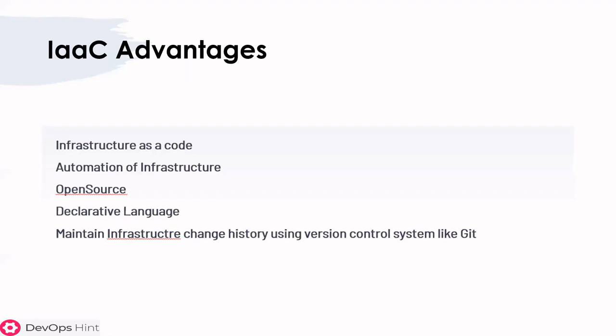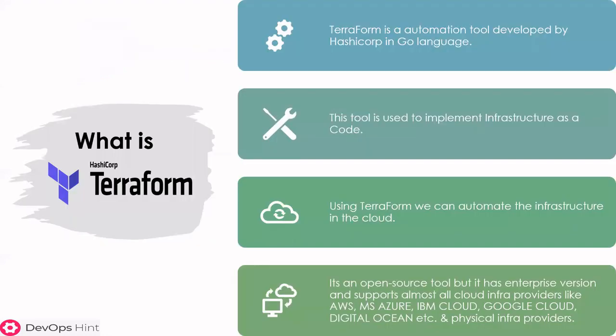In a declarative language, suppose you want to travel from A to B. You just have to mention what your destination is, what your end output is, and everything will be handled by Terraform. That's why it is called a declarative language. In this case, you only have to mention your end output. That's why it's very easy, and Terraform is a user-friendly tool. So we'll move to the next slide.